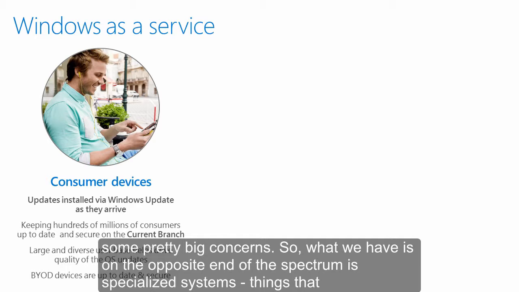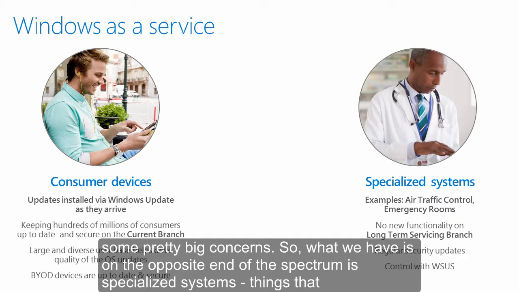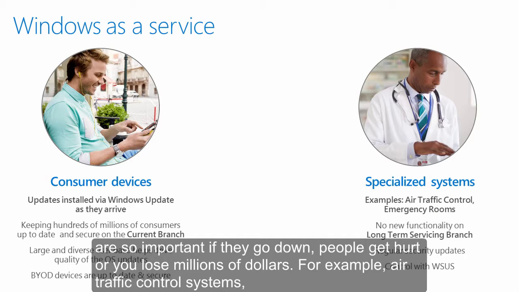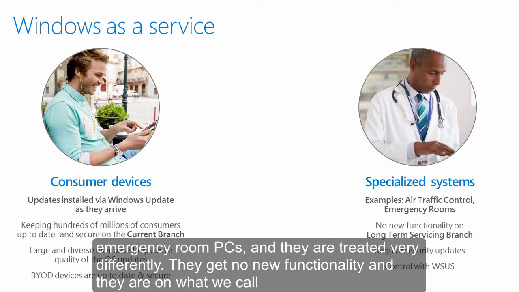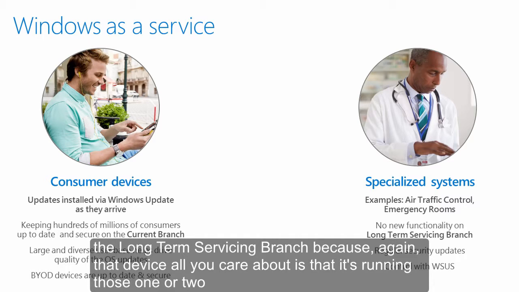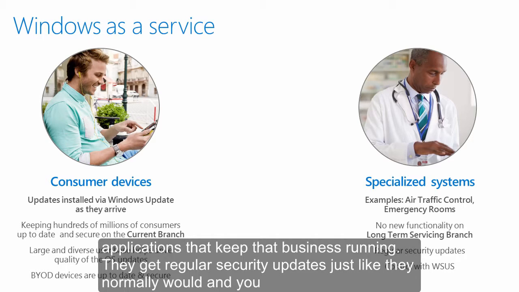So what we have on the opposite end of the spectrum is specialized systems. Things that are so important if they go down, people get hurt or you lose millions of dollars. For example, air traffic control systems, emergency room PCs, and they are treated very differently. They get no new functionality, and they are on what we call the long-term servicing branch. Because again, that device, all you care about is that it's running those one or two applications that keep that business running.